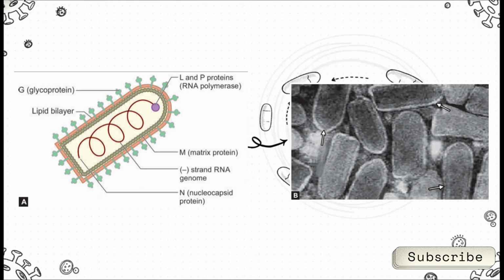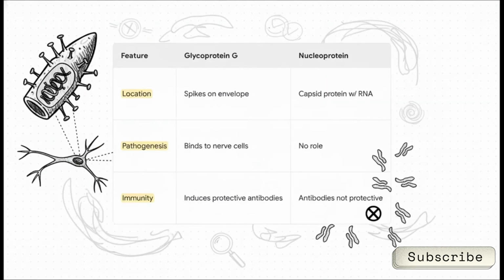Period. And here's what we're talking about. Look at this. On the left, you've got the schematic, right? You can see those glycoprotein G spikes sticking out. Super important, we'll get back to those. And inside, you've got the nucleocapsid. But then, look at the right. That's the real deal, an electron micrograph. You can't miss that classic bullet shape. It's literally a bullet.